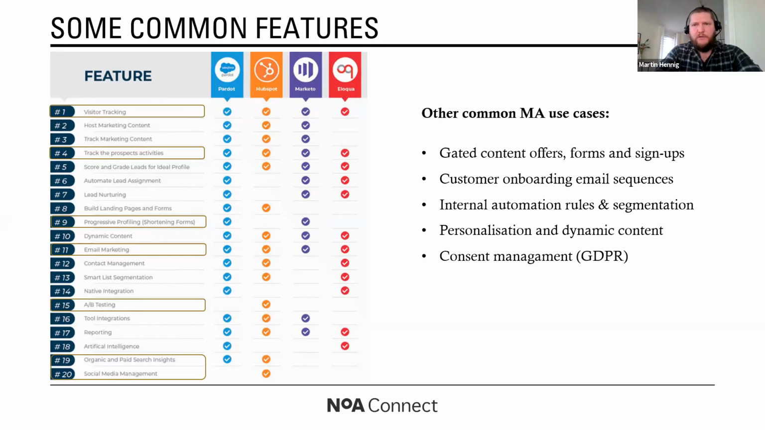Some of the use cases, again, I already mentioned the gated content offers, the forms and the signups, but a lot of companies also use marketing automation for customer onboarding, right? All the things that your account managers might have sent out manually in the past, like here are your top contacts, here are some FAQs, here are some tips and tricks, can be lined up for any new customer using marketing automation. You only have to set it up once, and it will automatically pick up your new customers and nurture them that way.